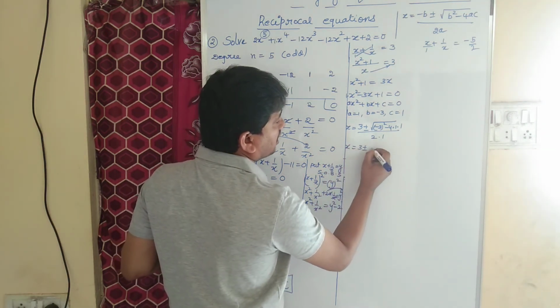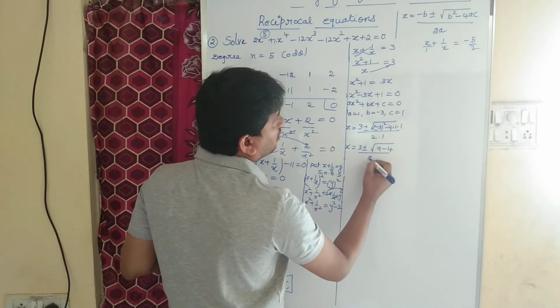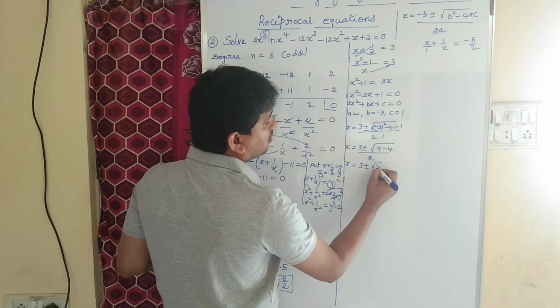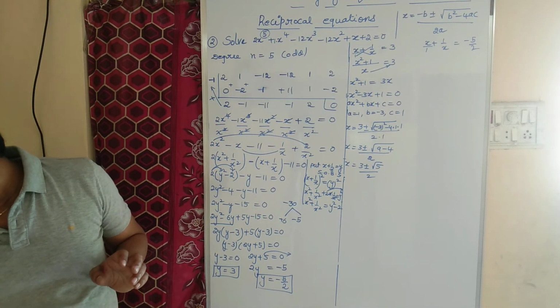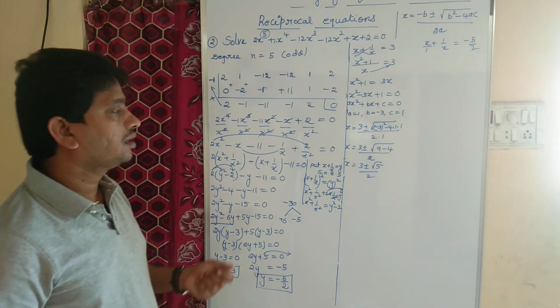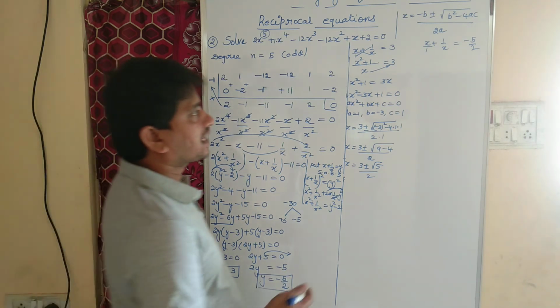3 plus or minus 9 minus 4 by 2. So x equal to 3 plus or minus root 5 by 2, since 9 minus 4 is equal to 5. Right? So we got two roots. One is 3 plus root 5 by 2 and the other one is 3 minus root 5 by 2. Okay? Now let us go with the second one.